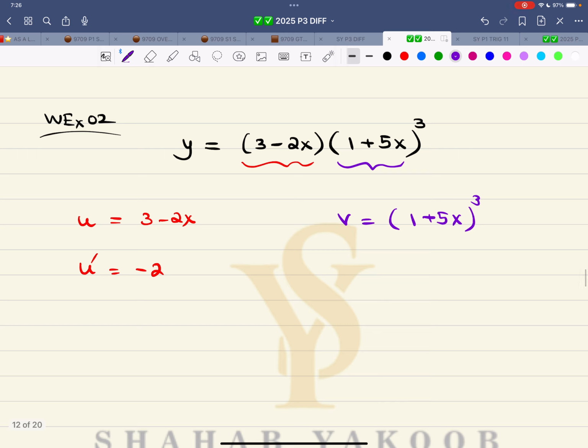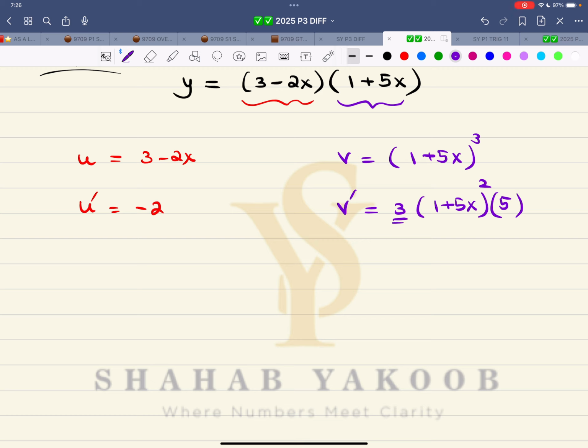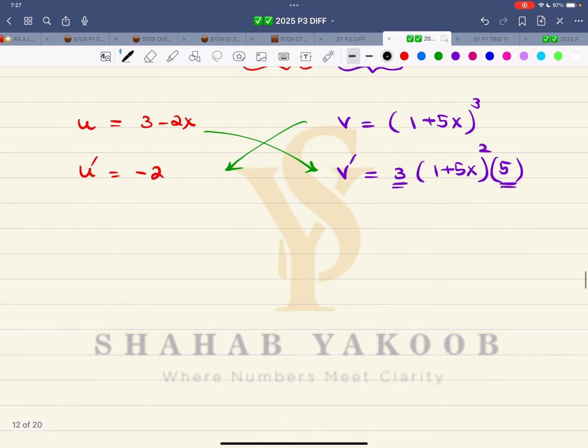Now it will be differentiated according to the chain rule. That is 3 times 1 plus 5x, the power becomes 2, and the derivative of the bracket is 5. And of course we can multiply this 3 and 5, that will make it 15. Again, follow the same process. Multiply like this, and there is a positive sign in the middle.